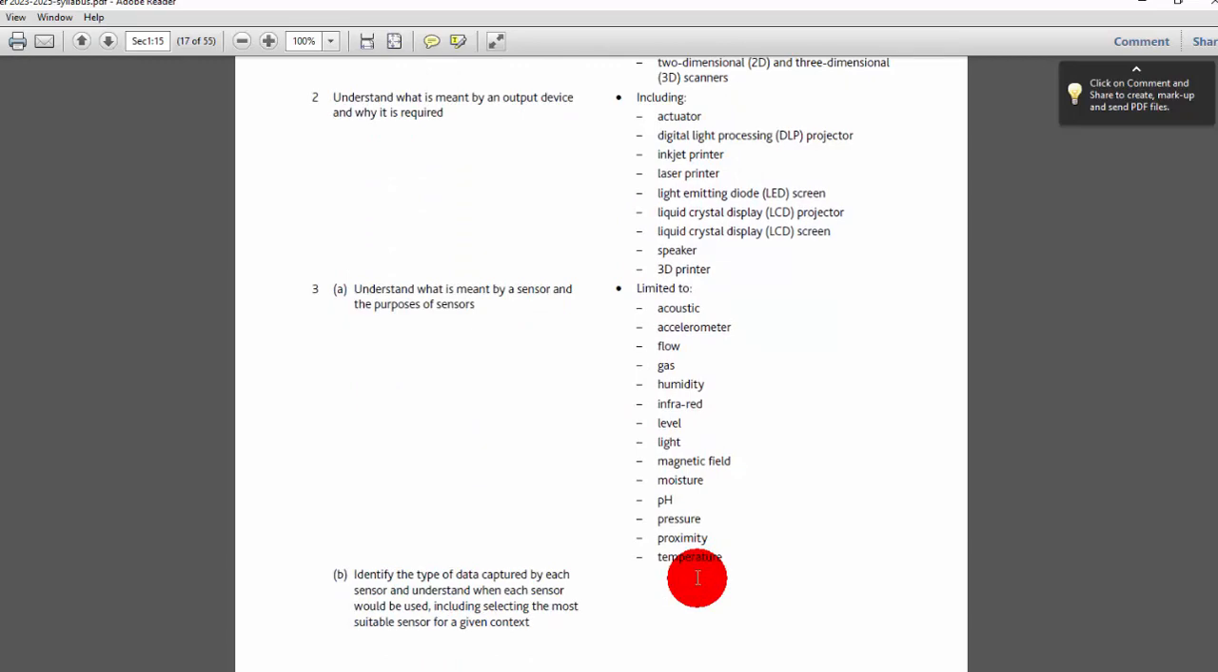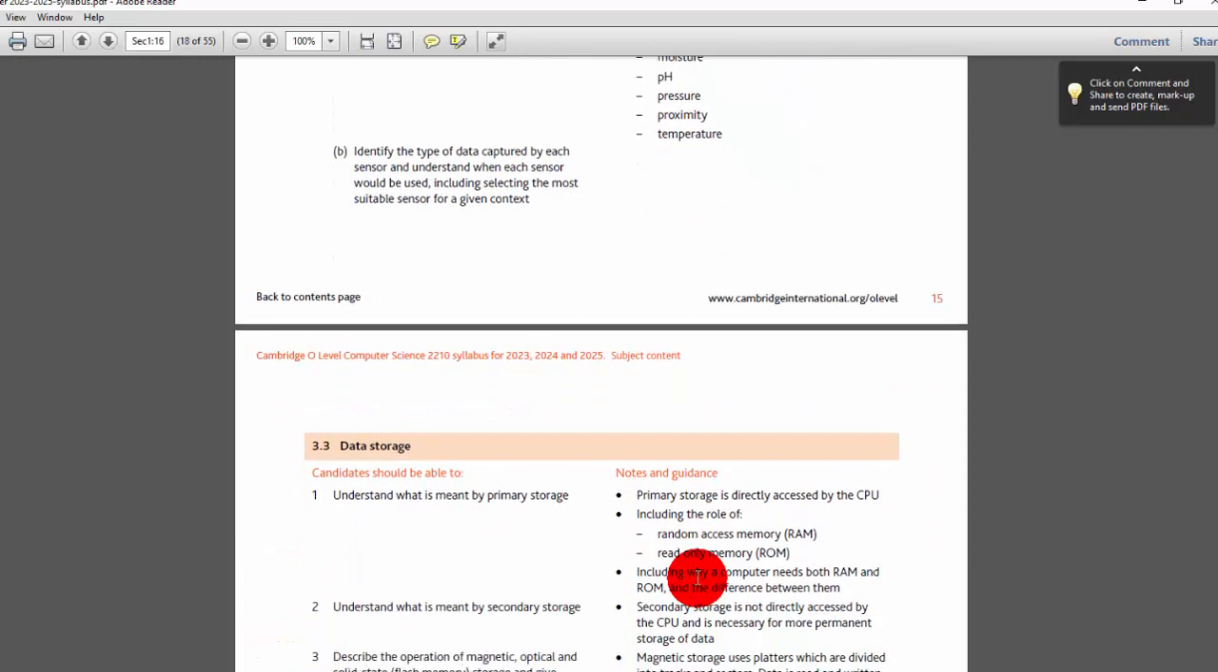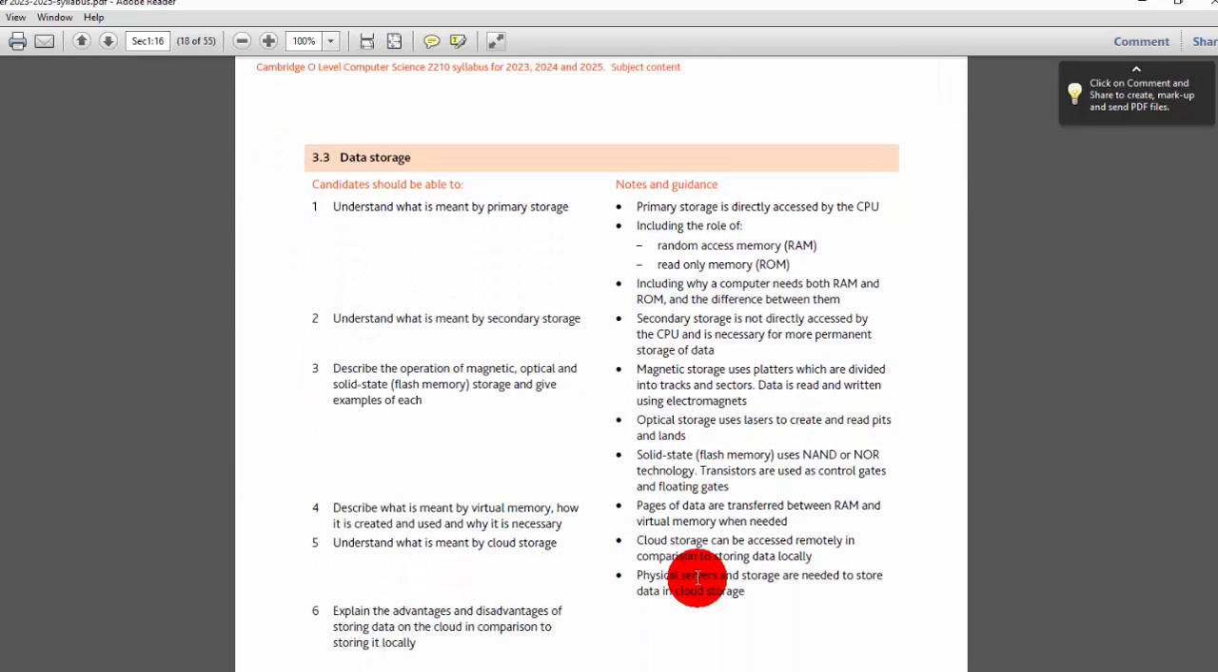Okay, now next thing is data storage, like RAM, ROM, that we have to study. Flash memory using NAND, that is the main important update, that solid state disks like flash memories use NAND or NOR technology, and transistors are used as control gates and floating gates. So this is kind of an updated thing that we use to prepare ourselves for how to teach students.